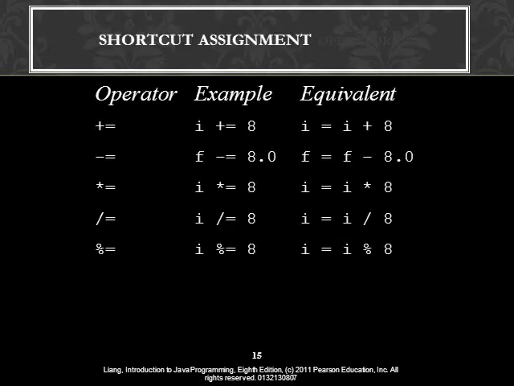Well, sometimes we are in a situation where we need to use a variable both as a result and as an operand. For example, if we want to add a value to a total, we would write some type of instruction such as total equals total plus the value. If we look at our slide here, we have I, and to add the value 8 to I, I could do it as written on the right-hand side, the equivalent column, I equals I plus 8, in which case the value of I is not changed until the expression on the right-hand side of the equal sign has been completed.